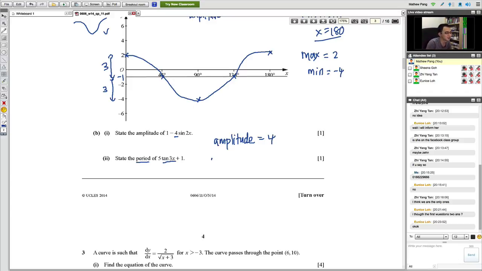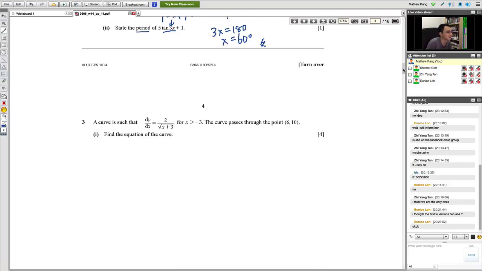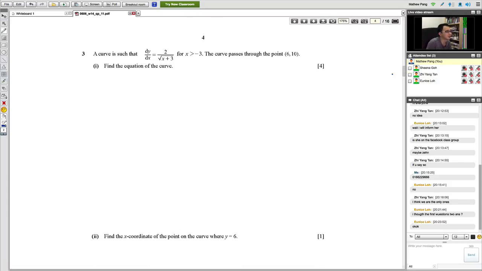So you have to write 3x equals 180, so x will be 60. This is the period. A lot of students will write the period is 3. It's wrong. The period is not equal to 3. Yeah, this 1 mark question I think is a 3 mark question. Alright, then we go to question number 3.